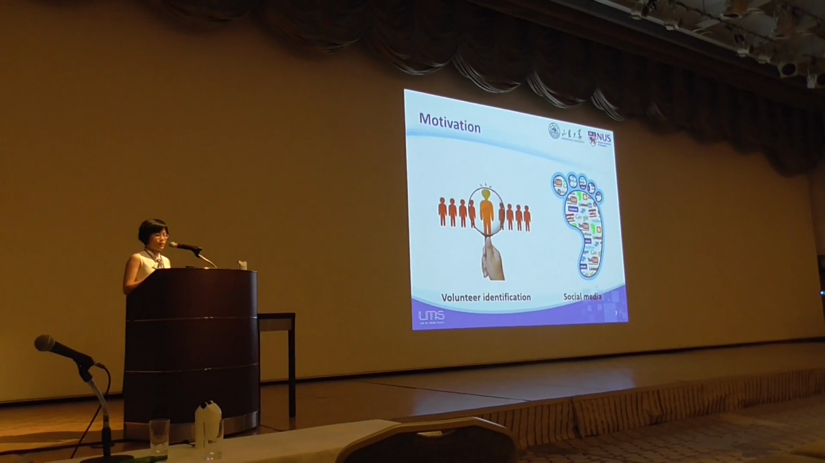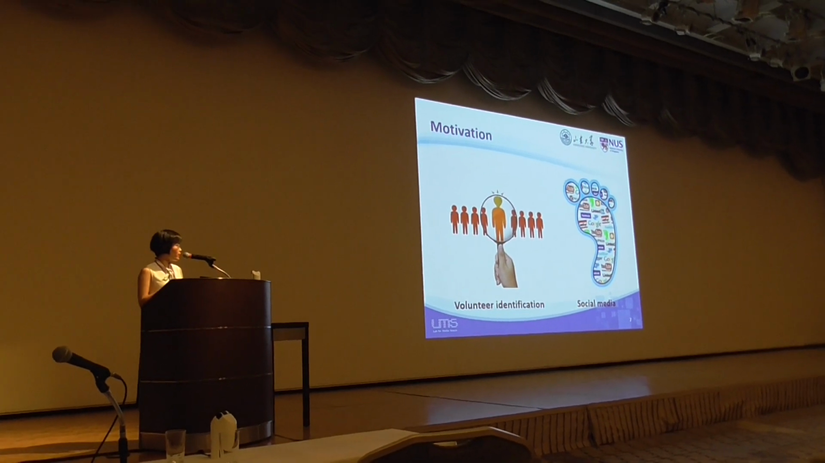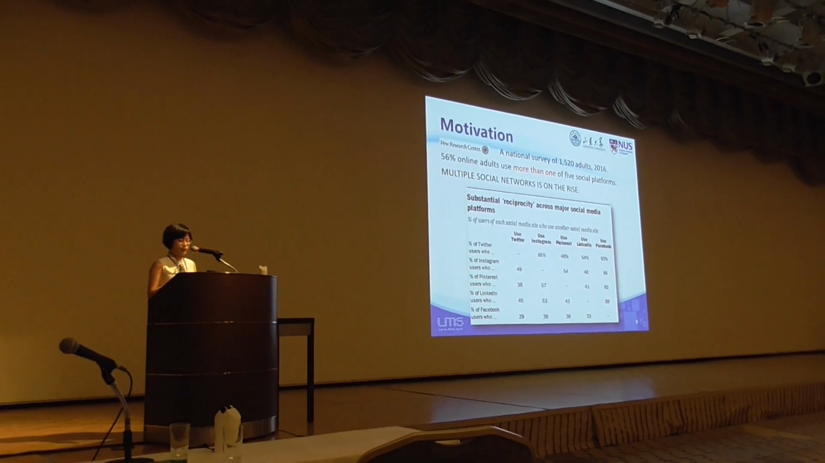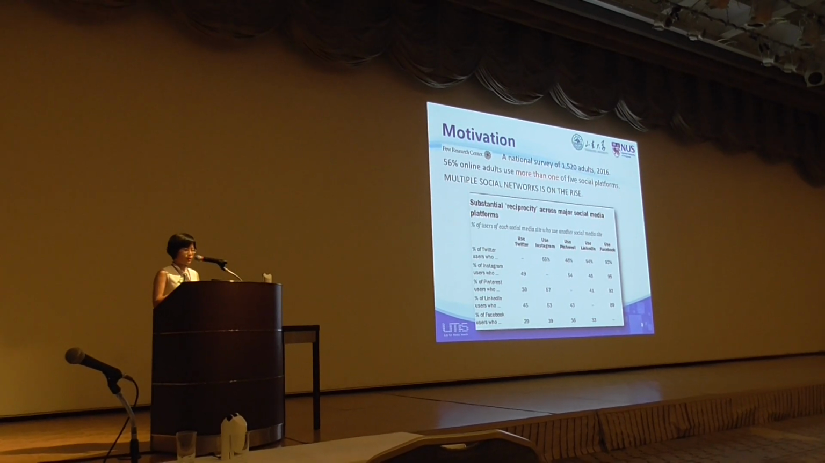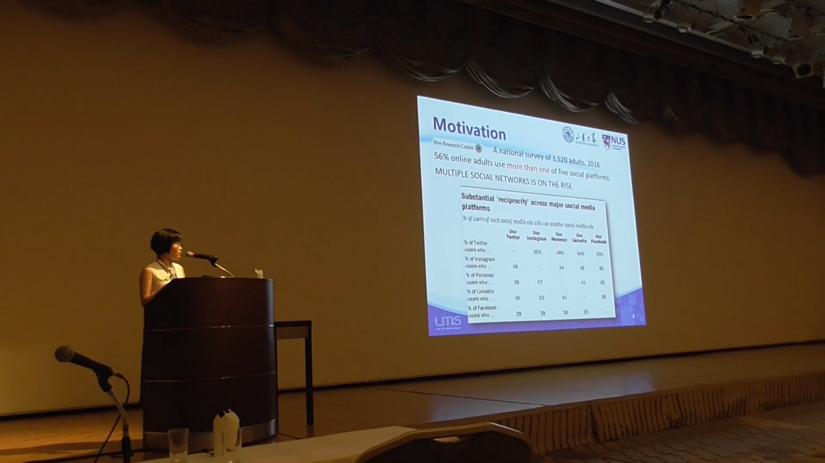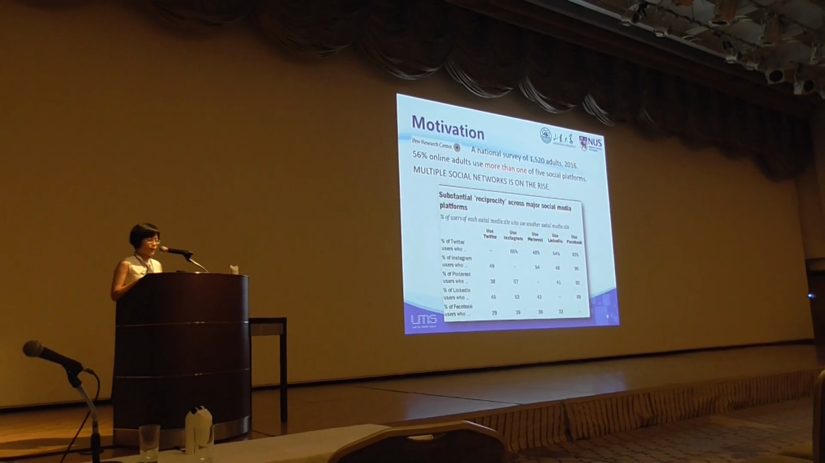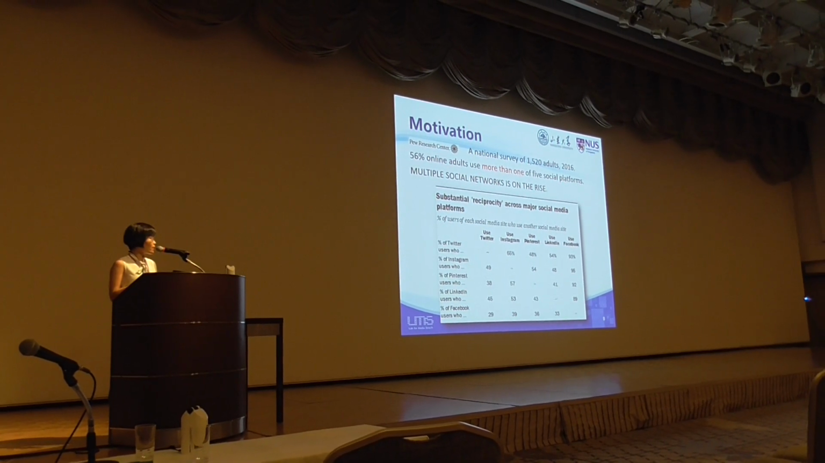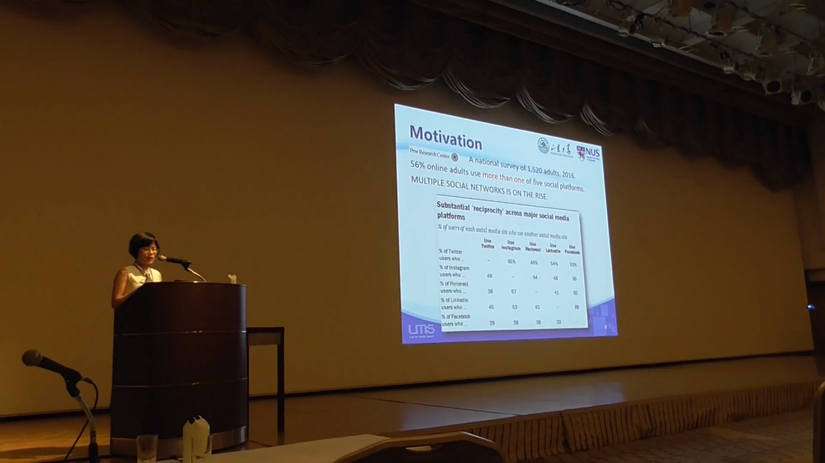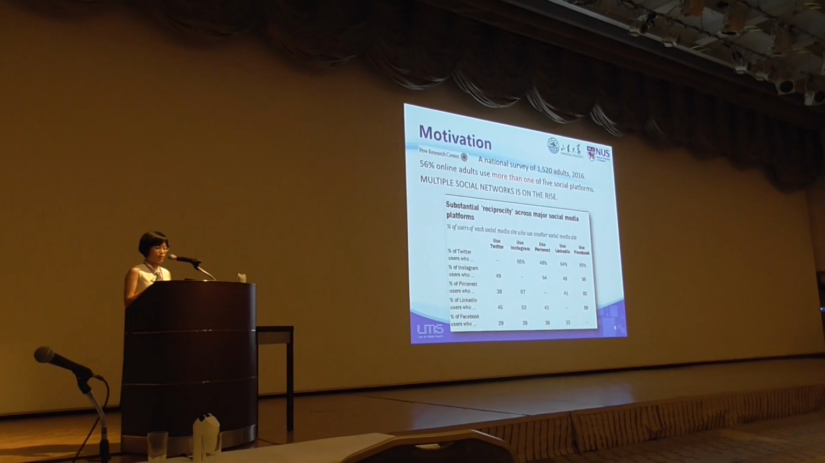Meanwhile, the social media has gained increasing popularity from people. According to the national survey conducted by the Pew Research Center in 2016, about 56% of online adults are using more than one social network among the top 5 social platforms, including Twitter, Facebook, Instagram, Pinterest, and LinkedIn. As you can see, the multiple social network is on the rise.